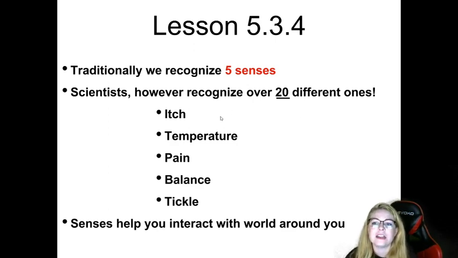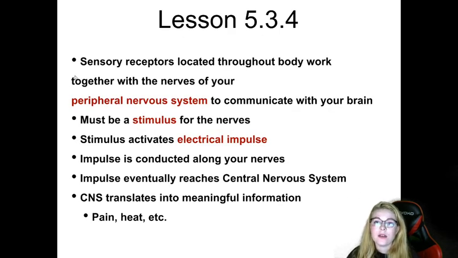Things like itch or temperature sensation, pain, your ability to balance, or even to feel a tickle. Some scientists count these all as other senses. And ultimately, the purpose of our senses is to help us interact with the world around us. And so you have sensory receptors that are located throughout your body that work together with the nerves of your peripheral nervous system to communicate with your brain. And we talked about that all in the last section.